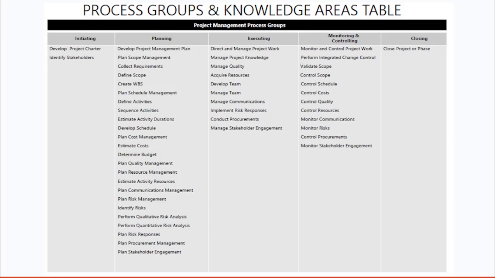So to remind ourselves on the key processes that are involved under each of these process groups. Initiating we already completed. We have looked into the key processes involved, ITTOs, outputs and challenges, and some best practices on each of these processes, including developing the project charter and identifying the stakeholders.